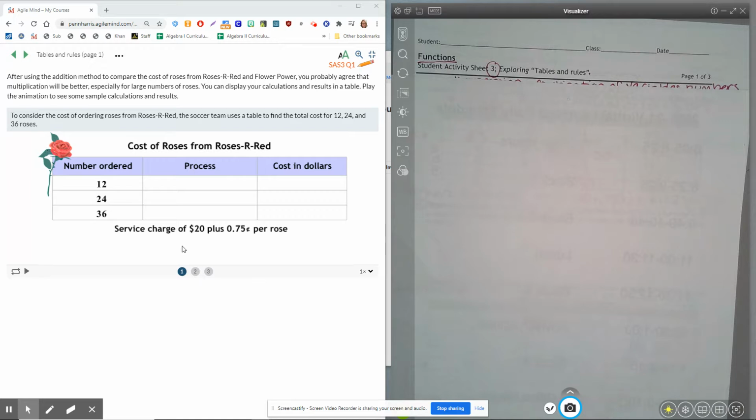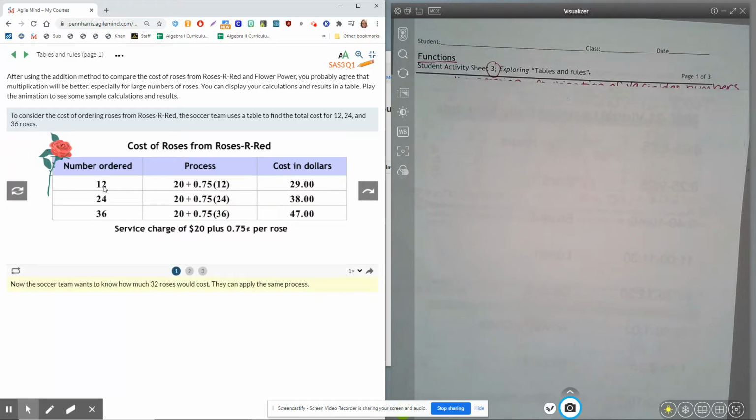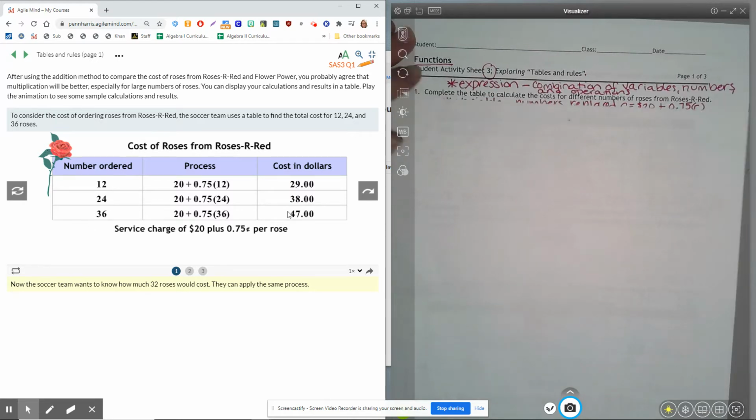If you remember, Roses Are Red did a $20 fee plus 75 cents per rose. So with that, we show the process: the $20 plus 12 times the 75 cents. And we got for 12 roses, $29. For 24 roses, we got $38. For, be careful on your chart here, it jumps down a little bit, for 36 roses, we got $47.